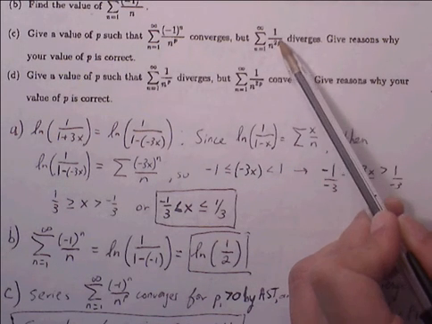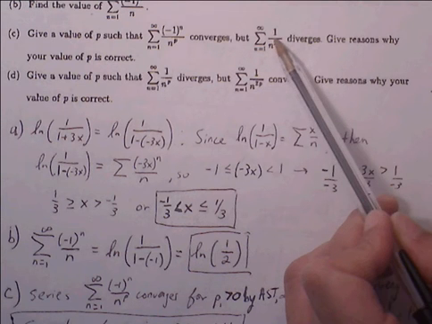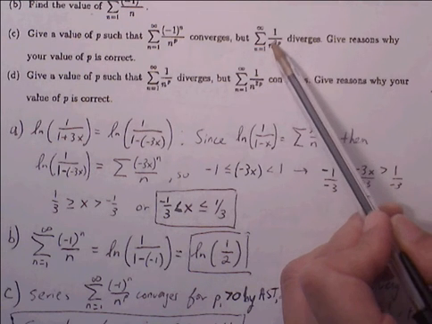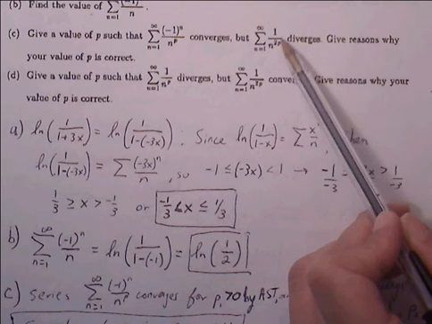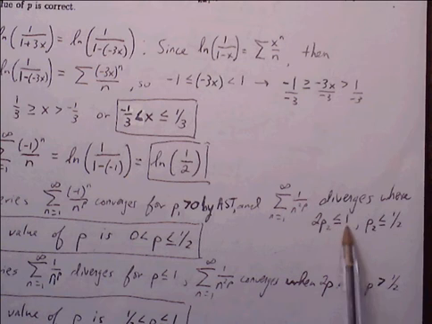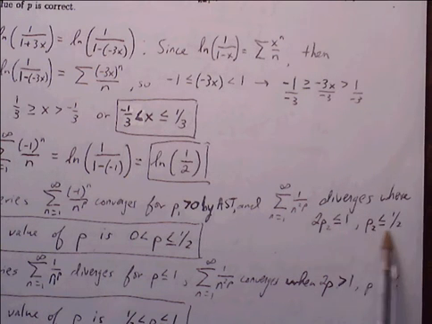So if we think about p-series, we know the p-series diverges wherever this exponent, this 2p, is less than or equal to 1, right? So if 2p is less than or equal to 1, then that's the same thing as saying p is less than or equal to 1/2.